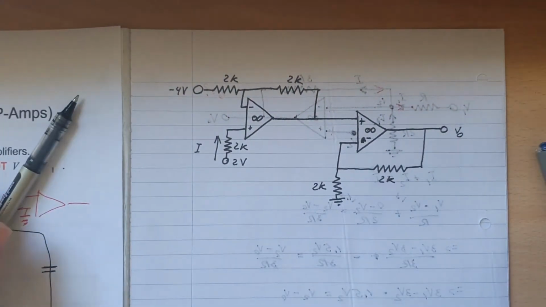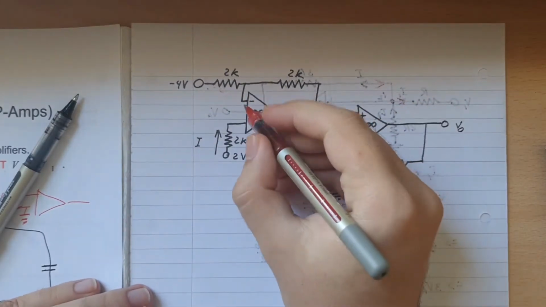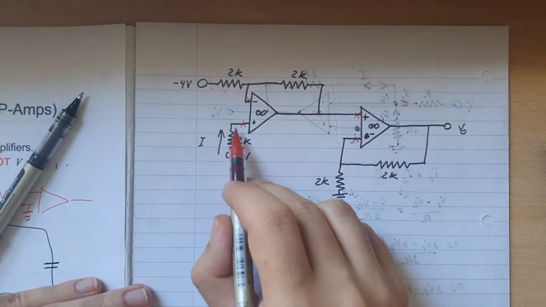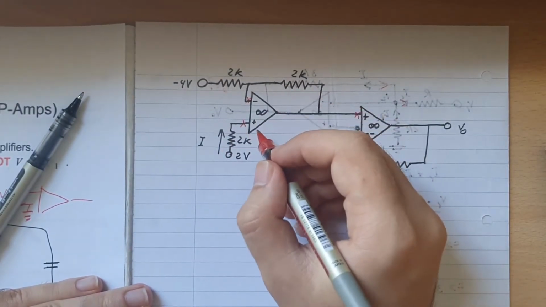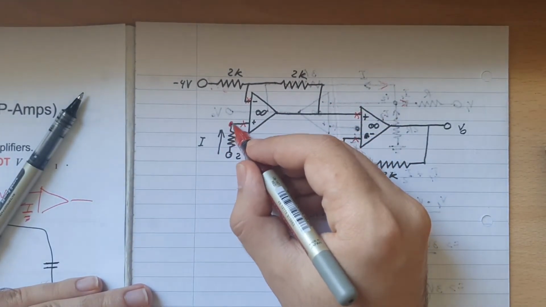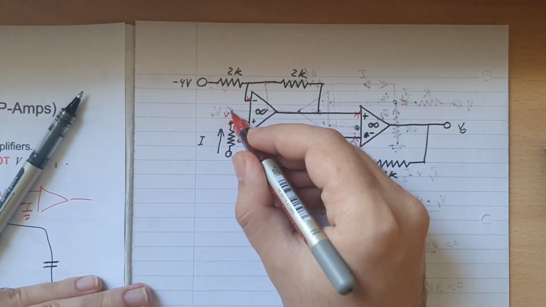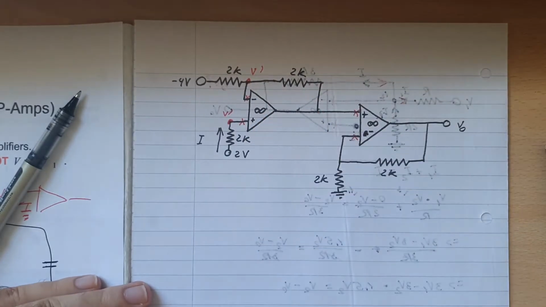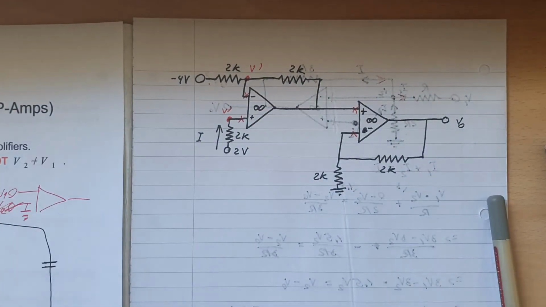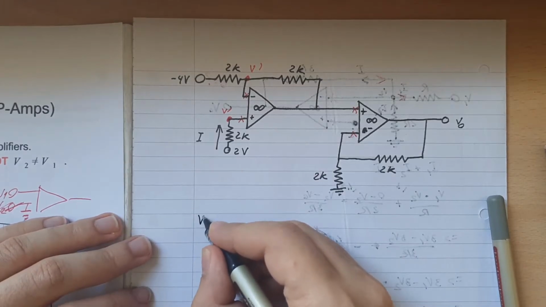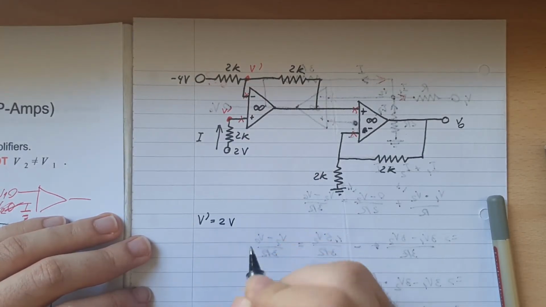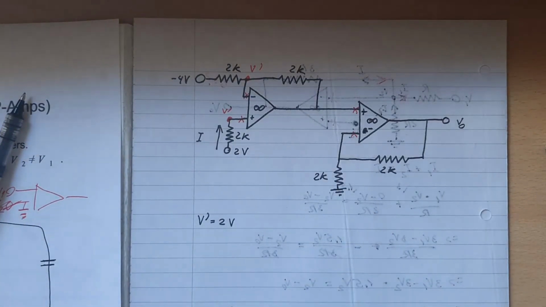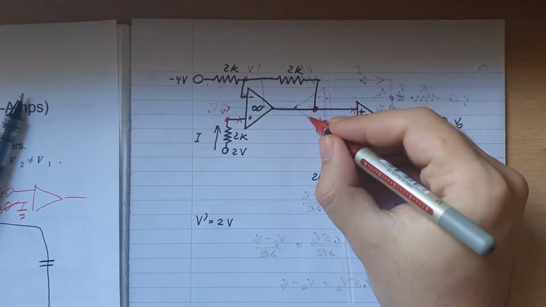Well, first of all, again, put crosses where there's no current going through, so we don't make a mistake, and let's start from this point here. This is the plus pin, so let's call this V prime. Then this one will be equal to V prime as well. So V prime will be equal to 2 volts. What we need to do next is calculate this point here, VO1.